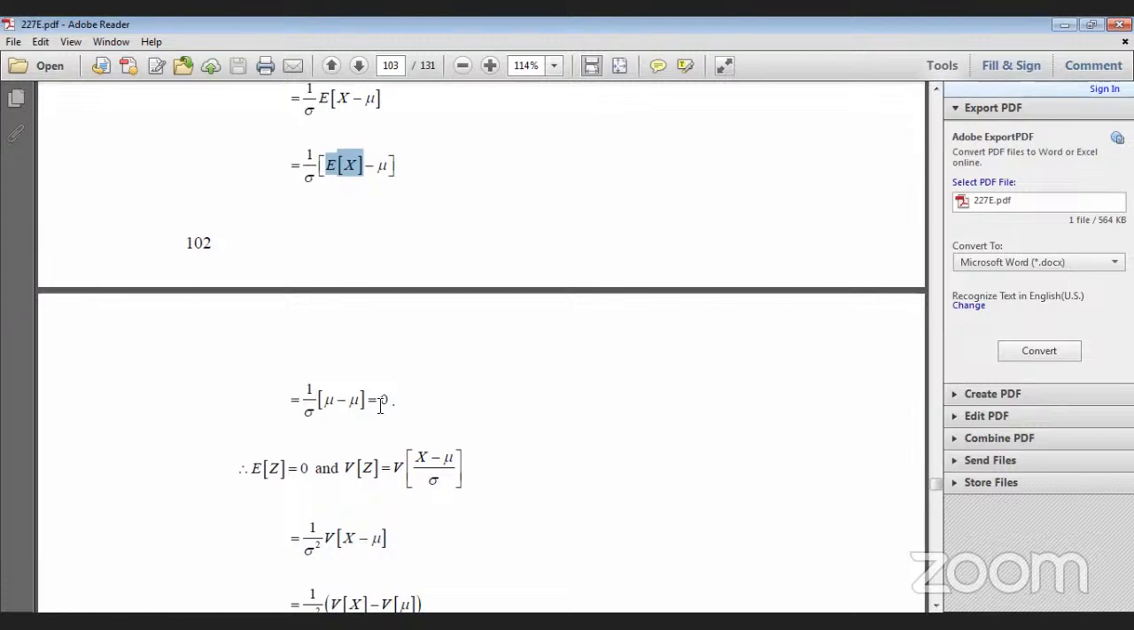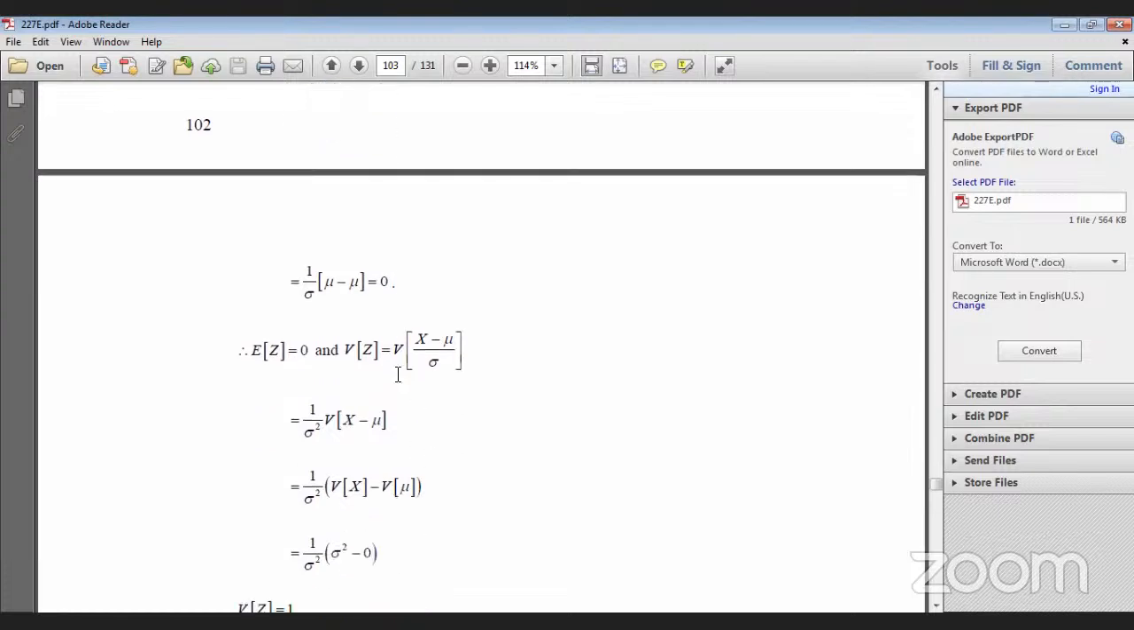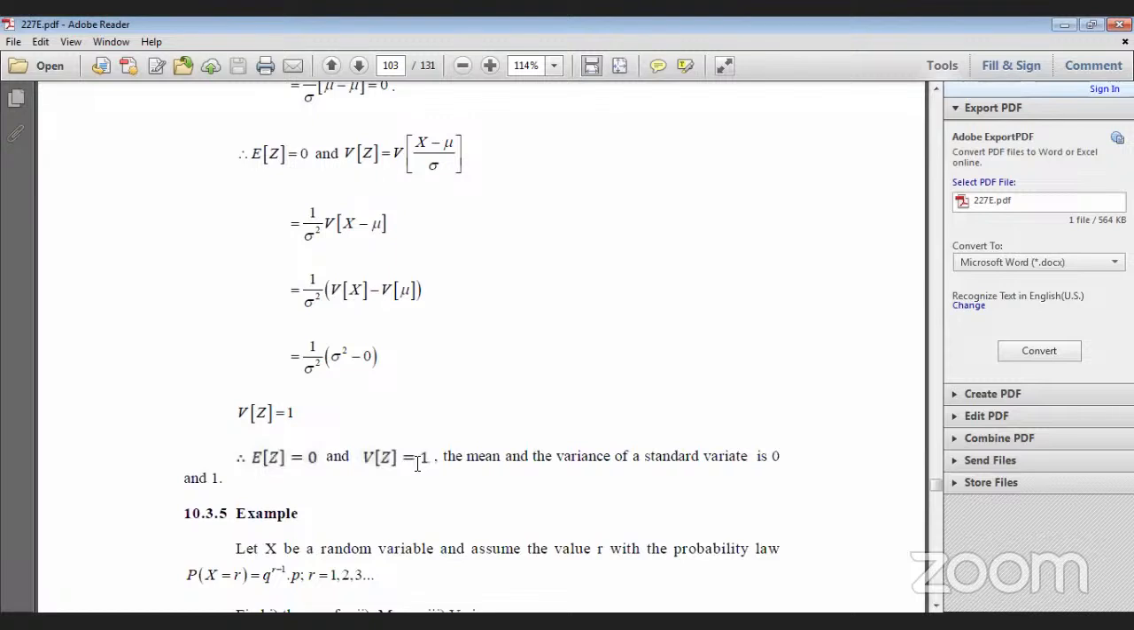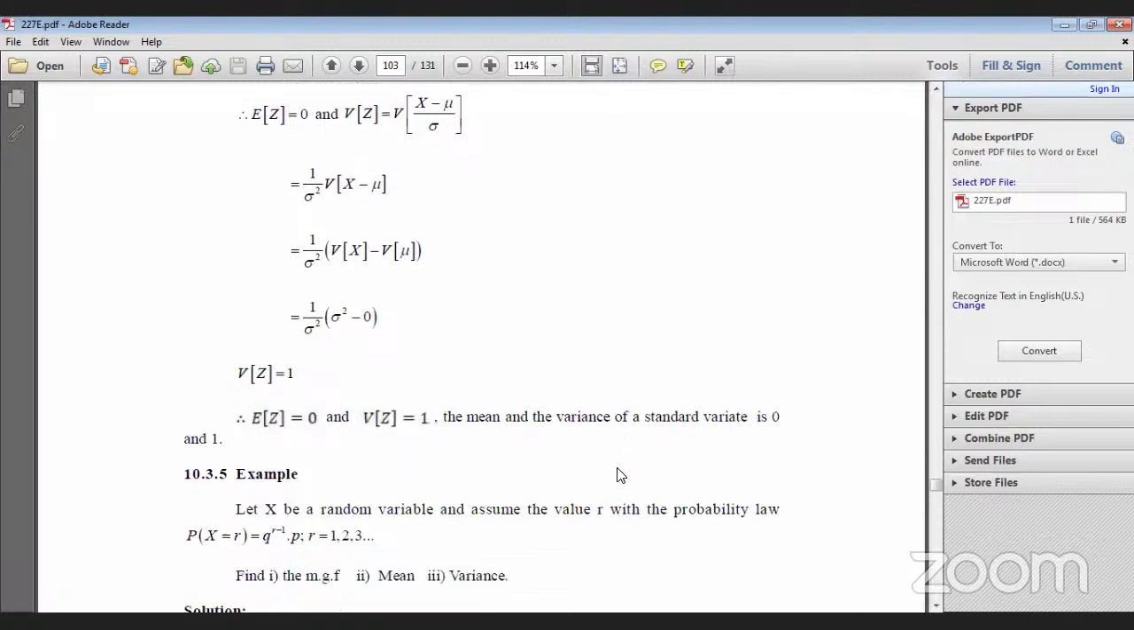If E of z is equal to 0, the variance of z is V of x minus mu by sigma. The formula is V of z equals 1 by sigma square times V of x minus mu, which is 1 by sigma square times V of x minus mu. V of x is sigma square, and V of mu is equal to 0, then V of z is equal to 1. V of z is the variance, so for the standard variate the mean is 0 and the variance is 1.